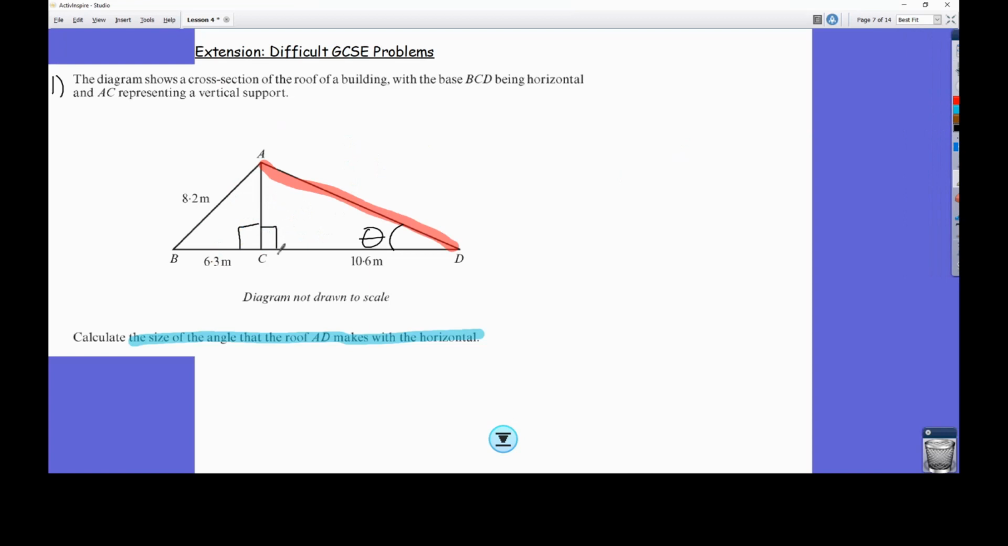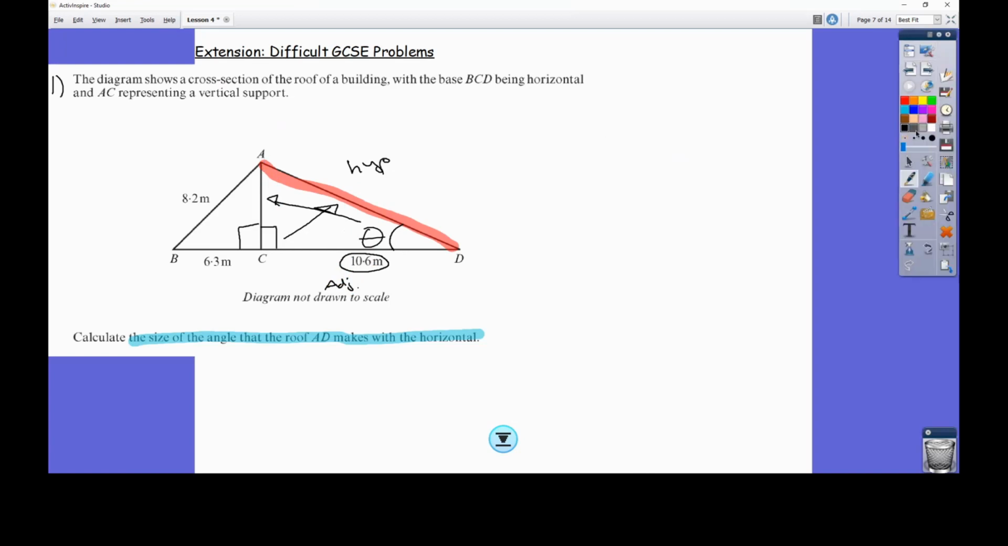If I wanted to label it, just looking at the triangle on the right, the one that I've highlighted in red, then I've got my hypotenuse, opposite would be there, adjacent would be 10.6. Now the thing is, I only know one side. I only know the adjacent. I need two sides to work out an angle.